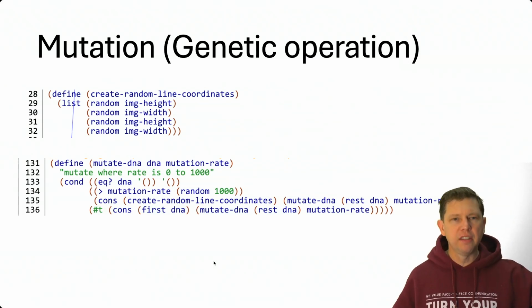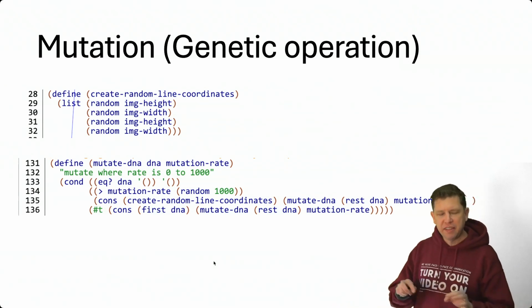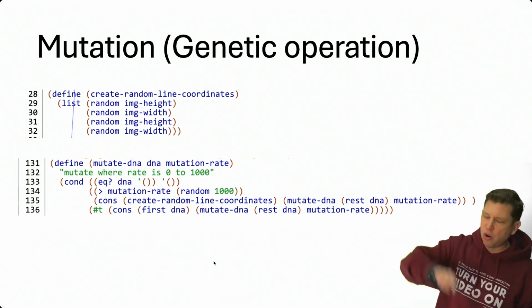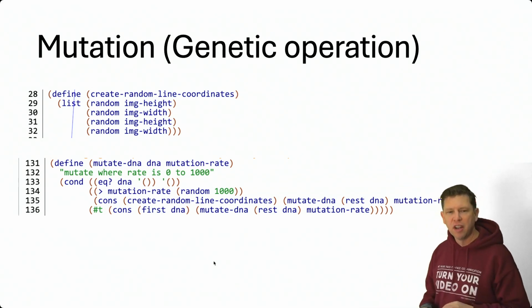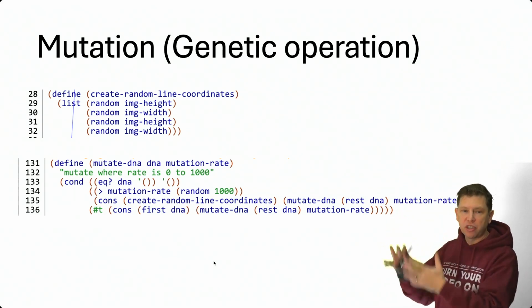Yes, the line mutated in the screen. I'm not sure how that happened. I think I took a screenshot of something that had an arrow pointing to something else and didn't realize it till I got here. But I can create a random line just by calling that.